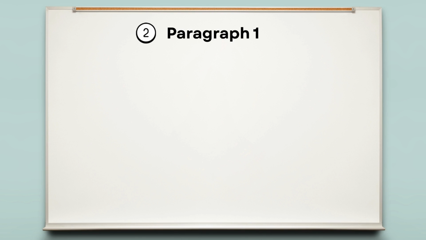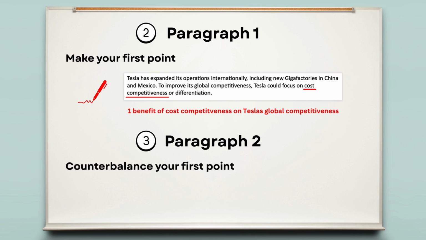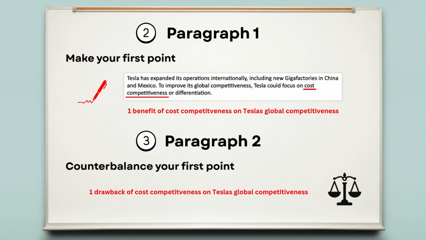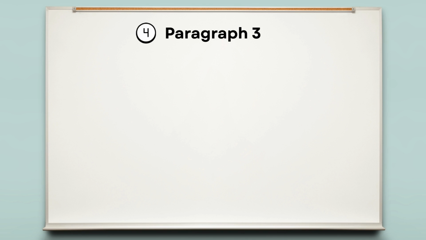The next thing we need to do is move on to paragraph 1, where you're going to make your first point. In the question on the screen, you can see the first point is cost competitiveness. So you're going to give one benefit of cost competitiveness on Tesla's global competitiveness. The second point is paragraph 2. This is where you're going to counterbalance your first point and give one drawback of cost competitiveness on Tesla's global competitiveness.